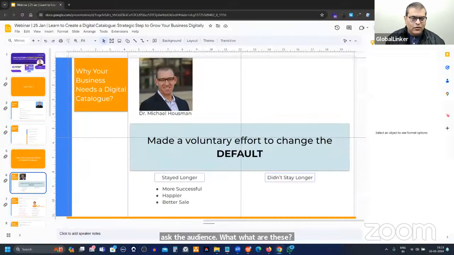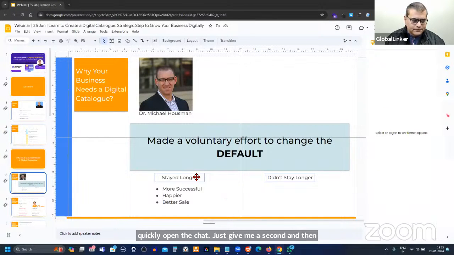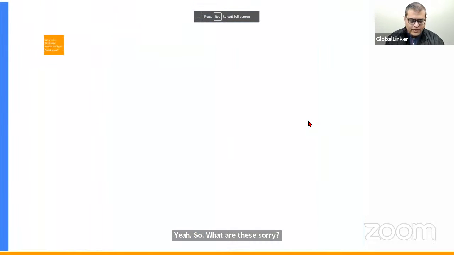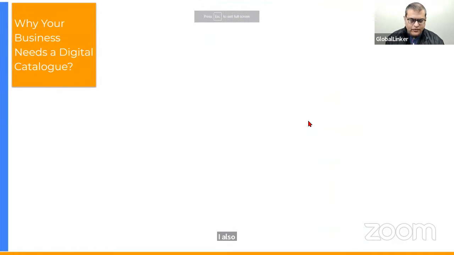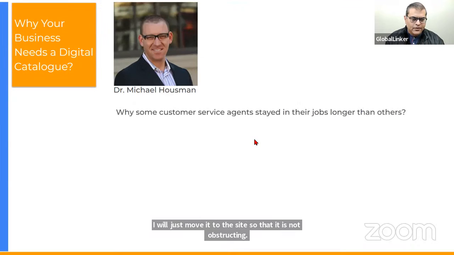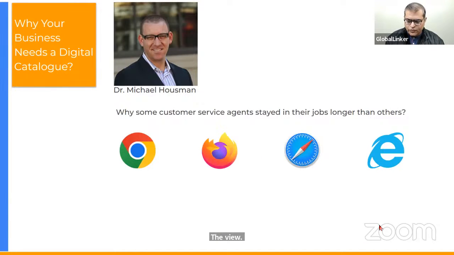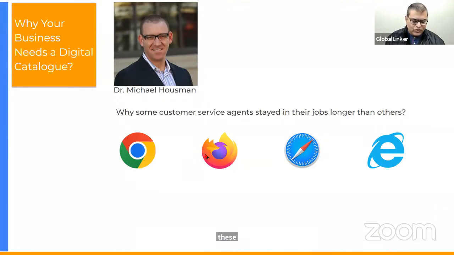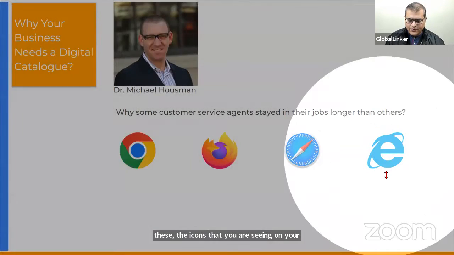So I'll just quickly open the chat. Just give me a second. Sorry, I also closed the presentation, so apologies for that, and I will just move it to the side so that it is not obstructing the view. And what are these? So audience, what are these icons that you're seeing on your browser? Any guesses? What are these?